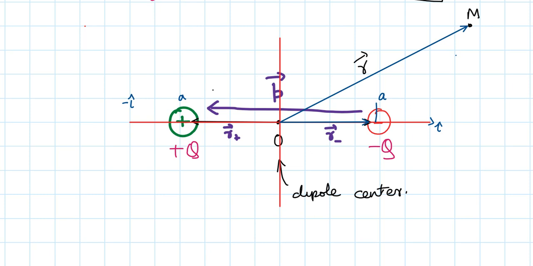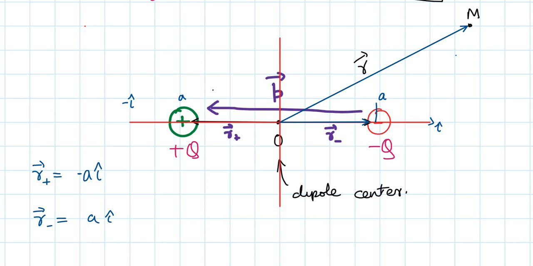So the position vectors of plus q and minus q will be R plus will be minus A I cap, and R minus will be A I cap. The preference of direction and the units in which distances are measured are totally dependent on the observer, because they can choose whatever lengths, directions as per their convenience.